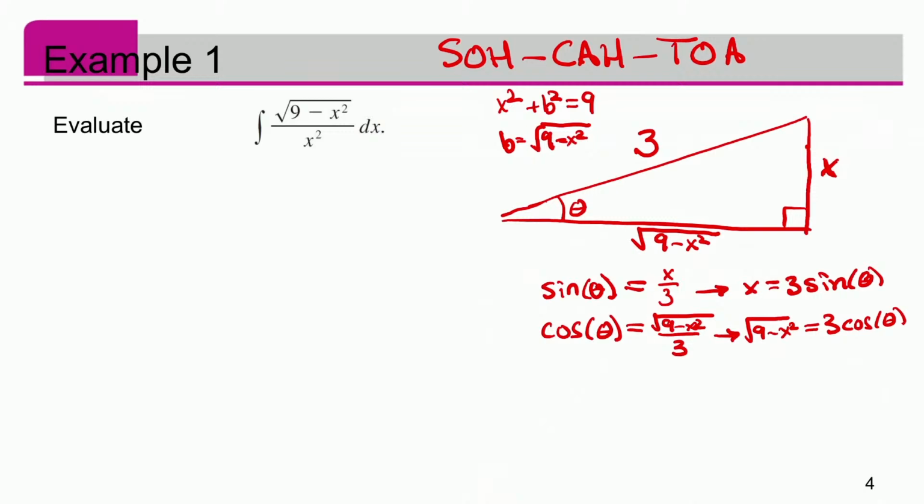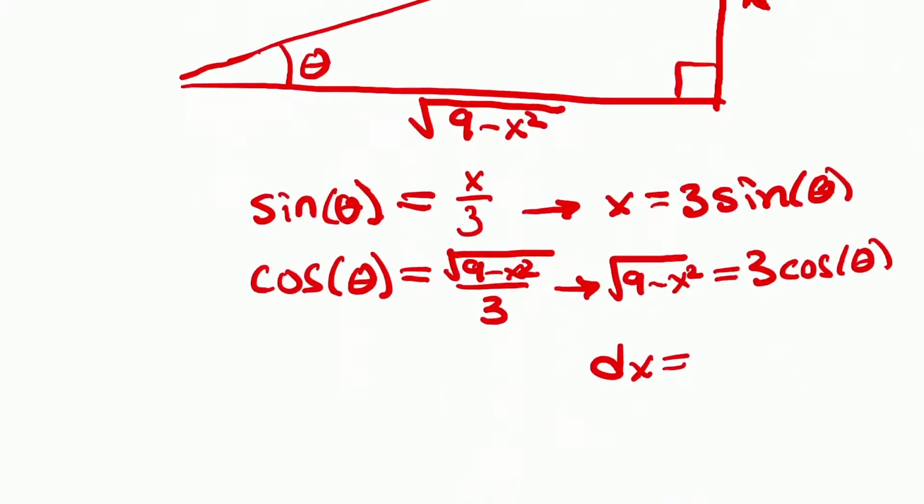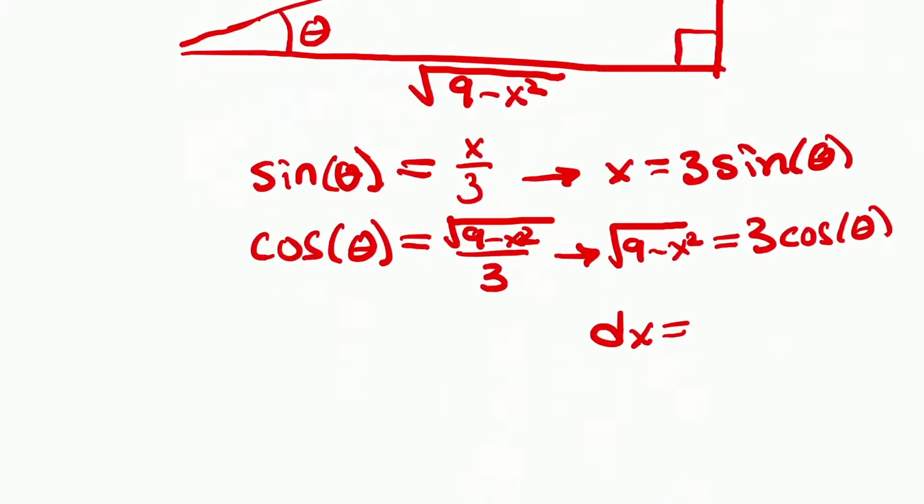I still need a dx, but I think that we can do this. I think some of you might know. Let me pick a volunteer, Michael G. If this is x, what do you think dx is? Yeah, it's the derivative, right? 3 cosine. So this is x, so the derivative of x is the derivative of this, which is 3 cosine of theta d theta. Amazing. Now that we have that, let's go and plug that all in.